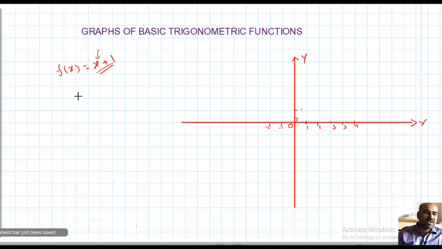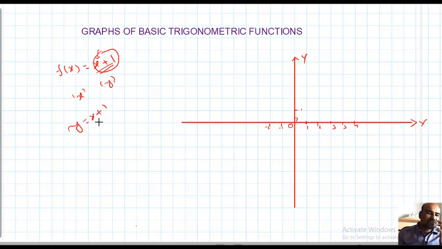Generally in math, x is taken as the independent variable and y is taken as the dependent variable. That is why the value of x plus 1 is dependent upon x. Then I can say y is equal to x plus 1. So the value of y is dependent upon the value of x. Observe, students.